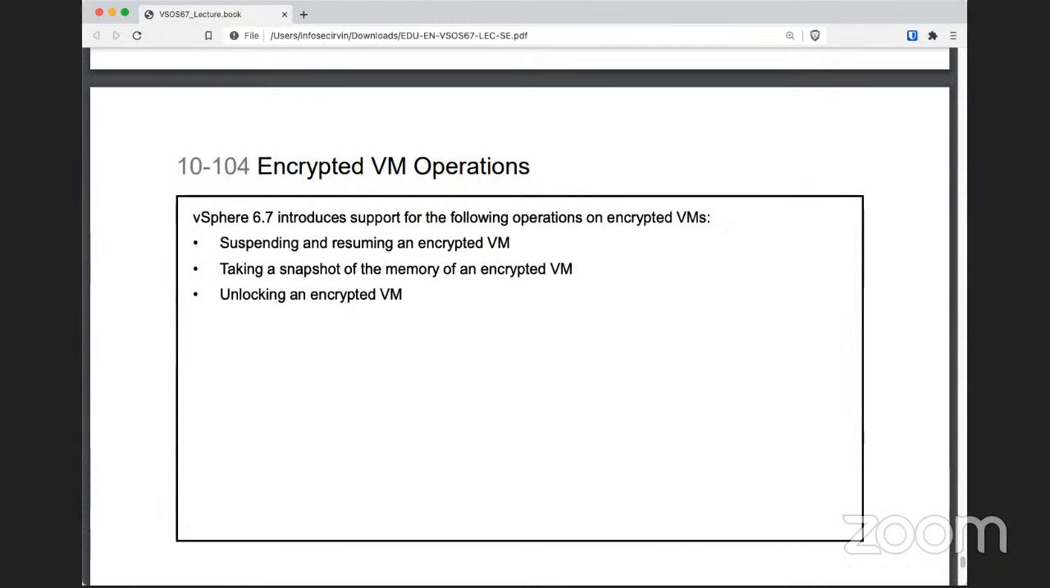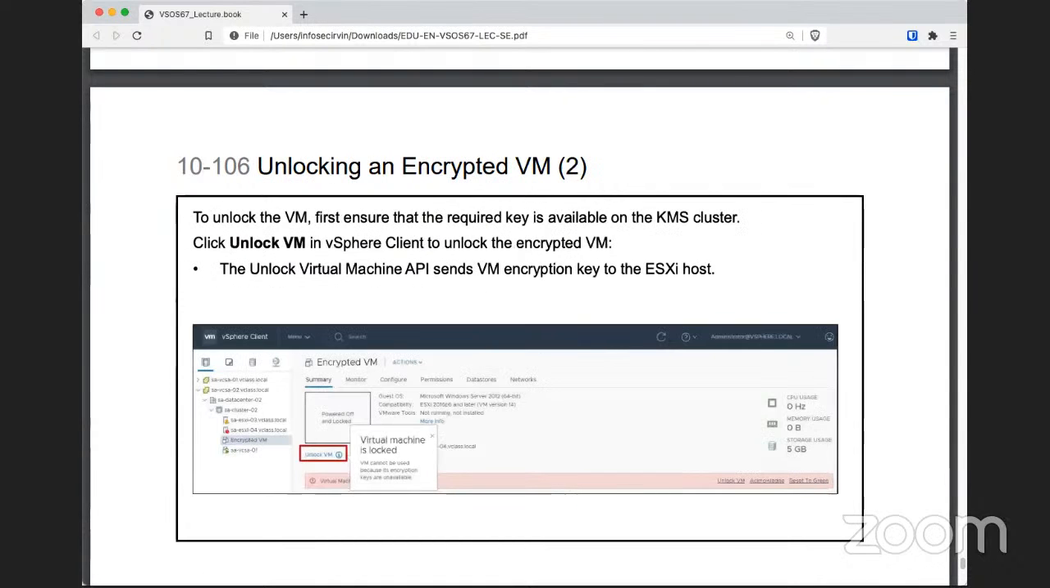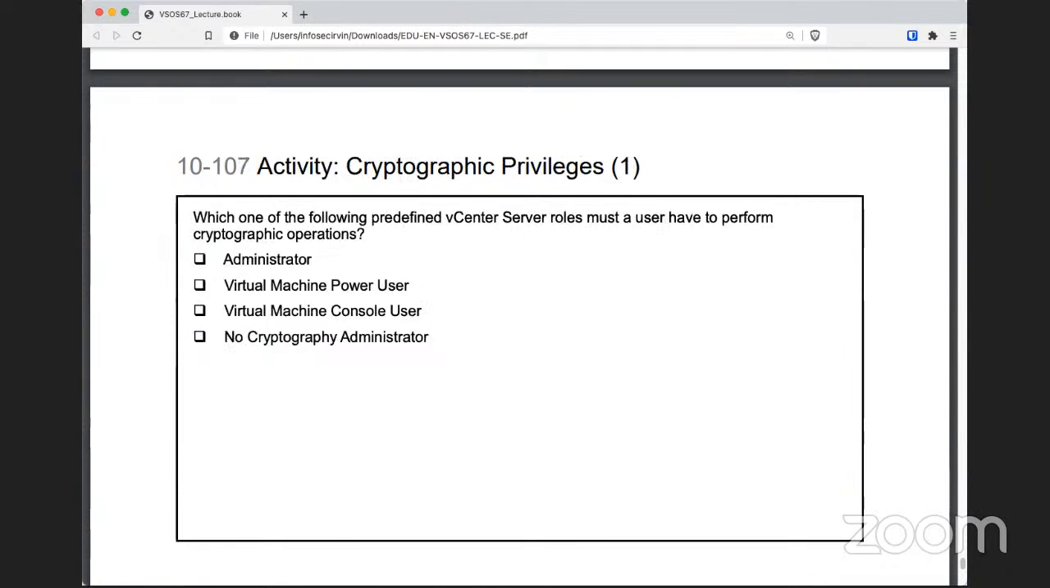In 6.7, you are able to suspend and resume encrypted VMs, take snapshots, and unlock encrypted VMs. So if you need to unlock a VM, it takes a couple of steps. Again, you'll need to get the required key from the KMS to unlock, and then you'll be able to use it.